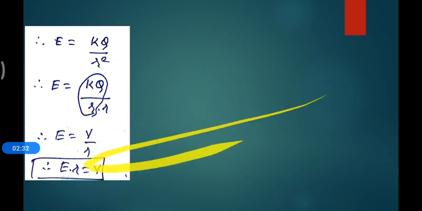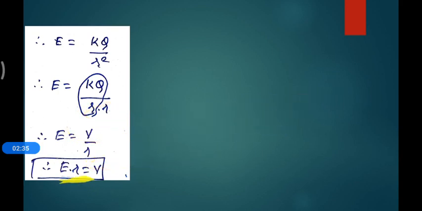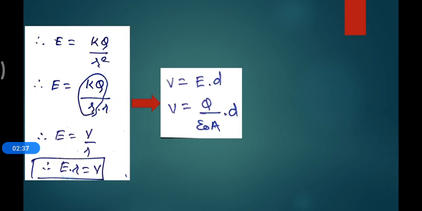So I can write V is equal to ER, but in our case this R becomes D, because here we don't have a distance R, here we have separation D. So V is equal to ED. We already know E is the electric field inside the capacitor, which is Q upon epsilon 0 A. So the potential of the capacitor is QD upon epsilon 0 A.